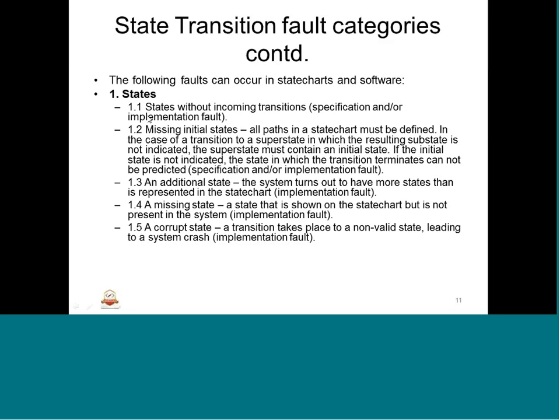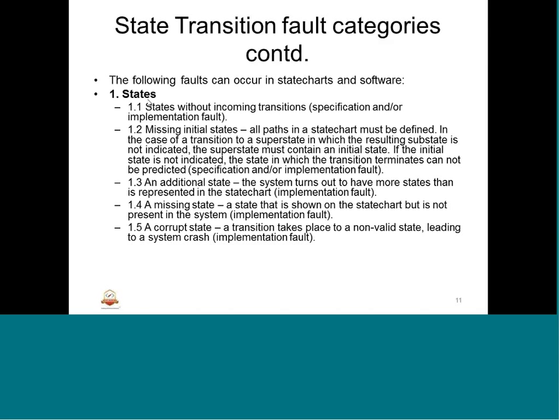So we have a specification or implementation issue where we don't have an incoming state or some of the initial states are missed, and implementation-wise we have redundant or additional states. We have missing states where there is no state at all, and states that are there but corrupted, so that the system will not behave properly or it may crash. So these are some of the faults that can occur for state charts.